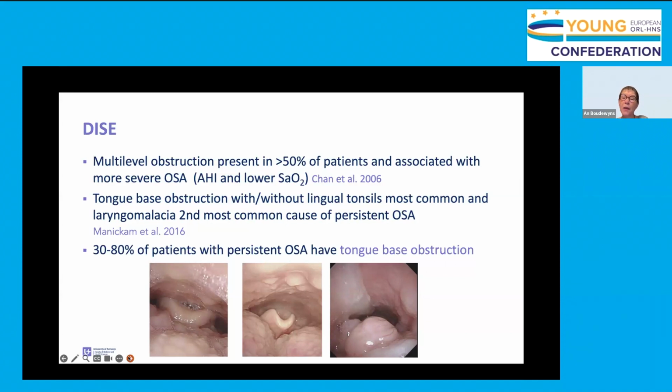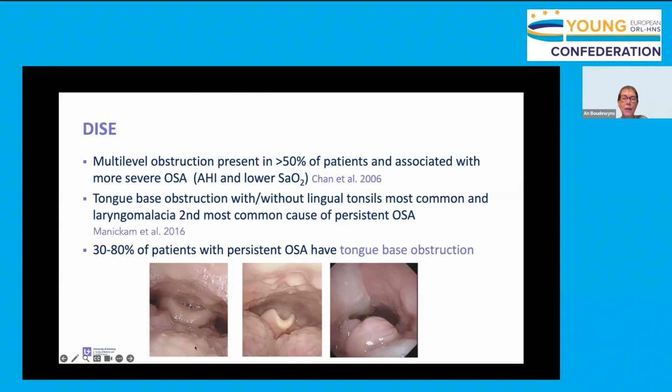DICE examinations have also shown that tongue-based obstruction, with or without lingual tonsillar hypertrophy, and laryngomalacia are very frequently the cause of persistent sleep apnea. And especially tongue-based obstruction has been increasingly identified in children with persistent sleep apnea.